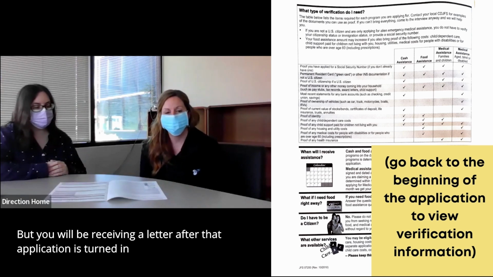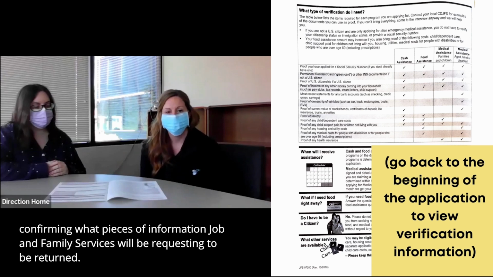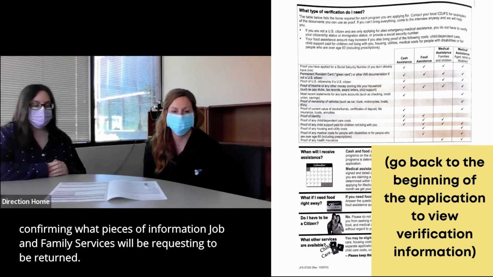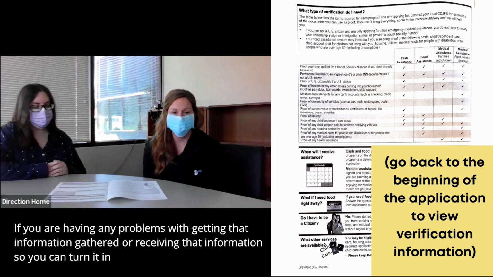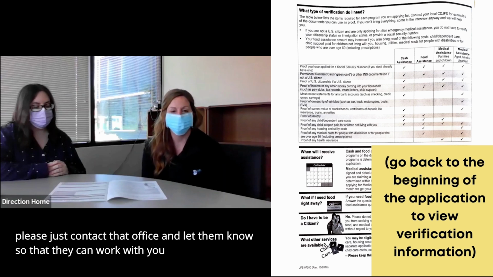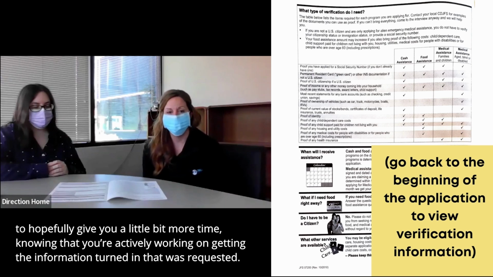But you will be receiving a letter after that application is turned in confirming what pieces of information Job and Family Service will be requesting to be returned. They will give you a deadline date of when that information should be turned in. If you are having any problems with getting that information gathered or receiving that information so you can turn it in, please just contact that office and let them know so that they can work with you to hopefully give you a little bit more time, knowing that you're actively working on getting the information turned in that was requested.